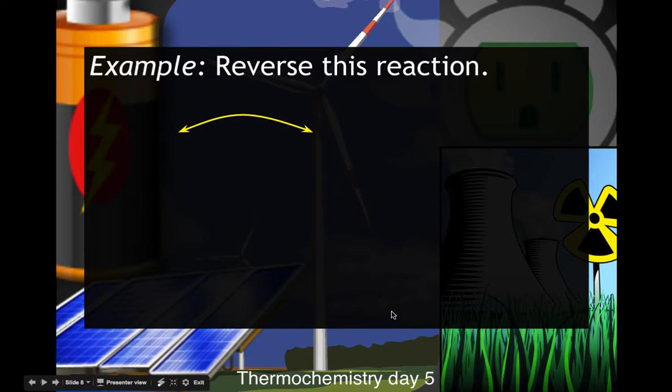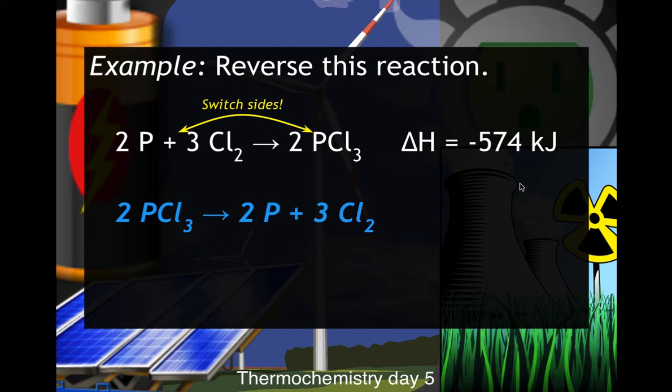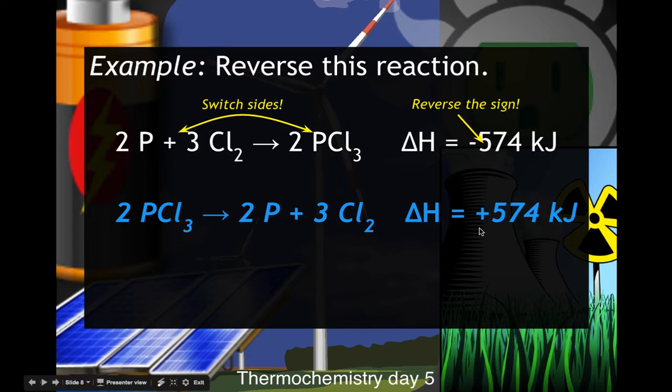So let's look at this. For a reversed reaction, all I'm going to do is take the product side and move it over to the reactant side, and take the reactants and move them to the product side. Now, here we're given the delta H, a negative 574 kilojoules. So when I do the reverse reaction, my product is now on the reactant side, my reactants are now on the product side. All I have to do is take the delta H and reverse this sign. So my delta H for this reaction will be a positive 774 kilojoules.